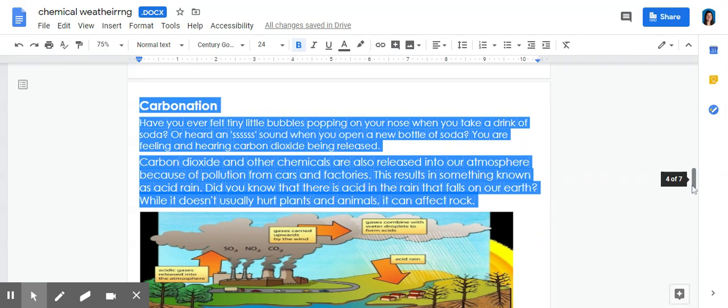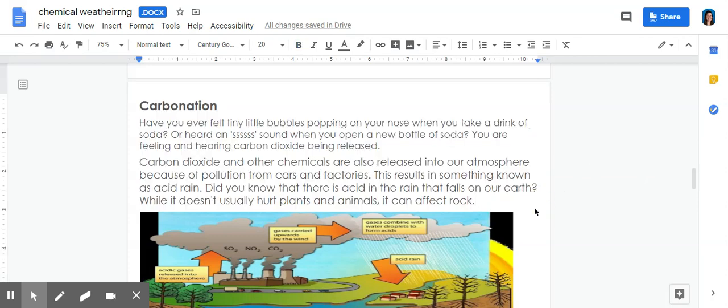The first type of chemical weathering is carbonation. Have you ever felt little bubbles popping in your nose when you take a drink of soda, or heard the sound when you open a new bottle of soda? You are feeling and hearing carbon dioxide being released. Carbon dioxide and other chemicals are also released into the atmosphere because of pollution from cars and factories. The result of this is known as acid rain.